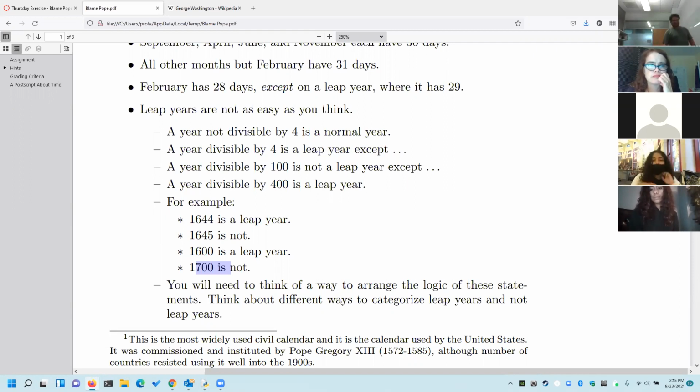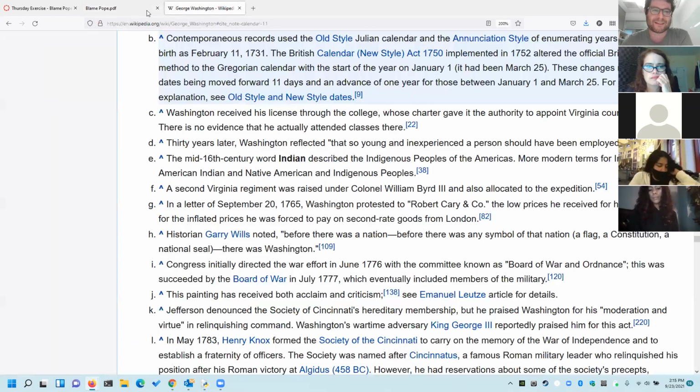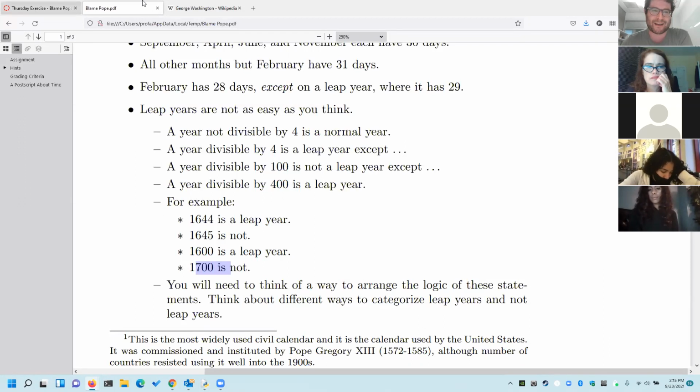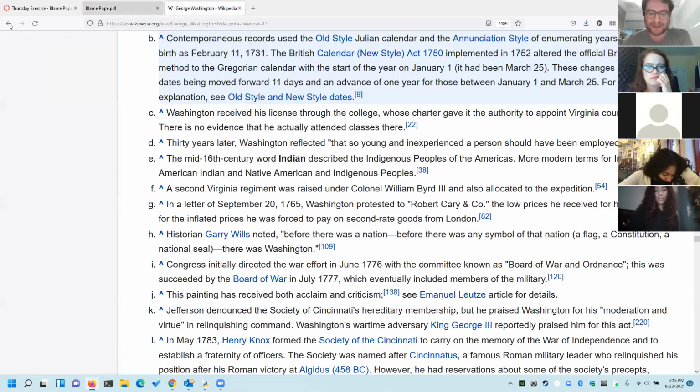So now you know why people basically say the old Julian rule, because it makes it easy. Why? Because this is madness. That's why. Nothing makes sense. Time is made up.